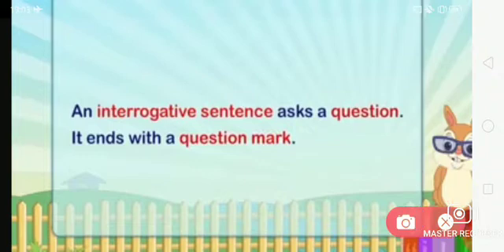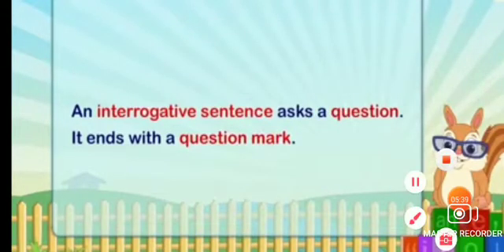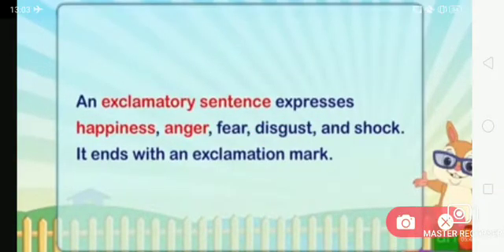An interrogative sentence asks a question. An interrogative sentence asks a question and it ends with a question mark. This is a question mark. So a sentence that ends with a question mark is called an interrogative sentence, and an interrogative sentence asks a question. It is very easy to learn.